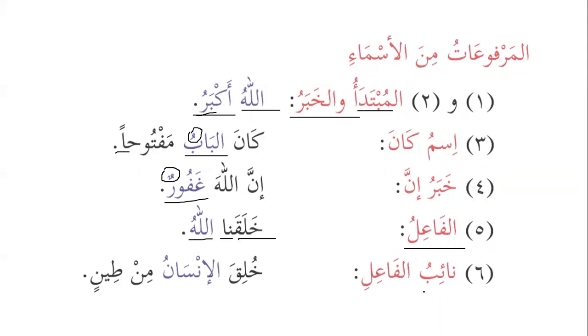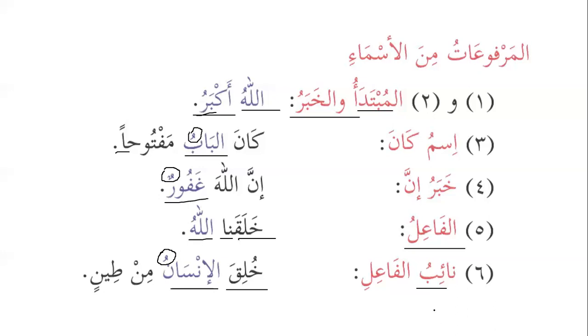And then na'ibul fa'il, we haven't discussed it because it is used in the passive sentences, the majhul sentences. However, it is also a form of the fa'il, which comes after the passive verb. So khuliqa is basically the passive form of the verb. And after that, na'ibul fa'il will be al-insanu min tinin, from the mud. Khuliqa al-insanu min tinin, man was created from the mud. So na'ibul fa'il means the deputy of the fa'il. We don't call it directly a fa'il, but it is the deputy or the agent of the fa'il that is in the place of the fa'il, but not a direct doer.